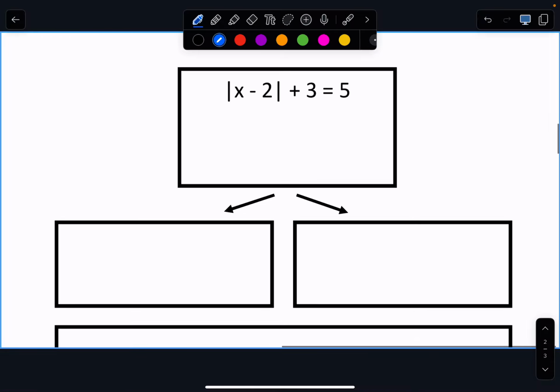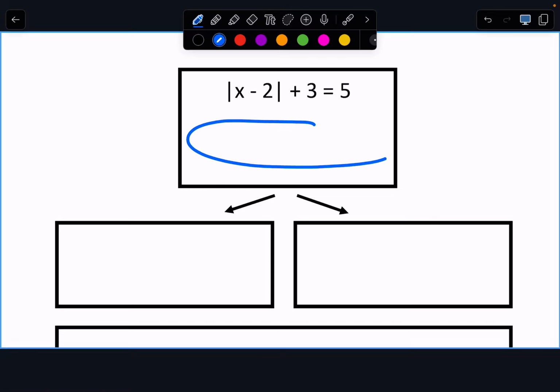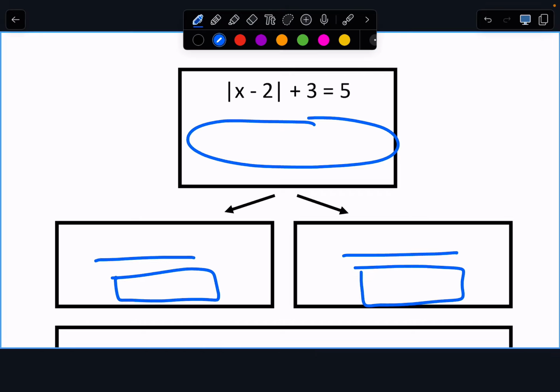How about you do the one step that goes here, break it into 2 equations, and find me the answer and stop.